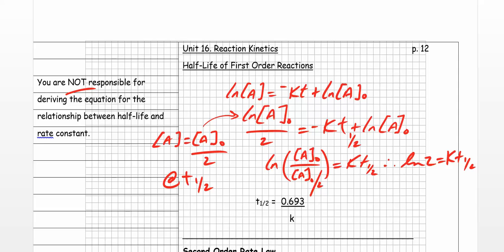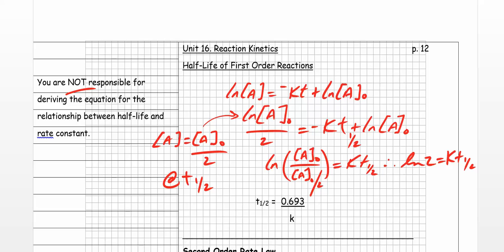Now what we're going to do is a little bit of mathematical manipulation. We're going to have the natural log of A sub naught divided by A sub naught divided by 2. See how that happens? We have a natural log here, natural log here, natural log here. So we're going to bring one to one side. When you subtract, you divide. So that is equal to K times half-life.